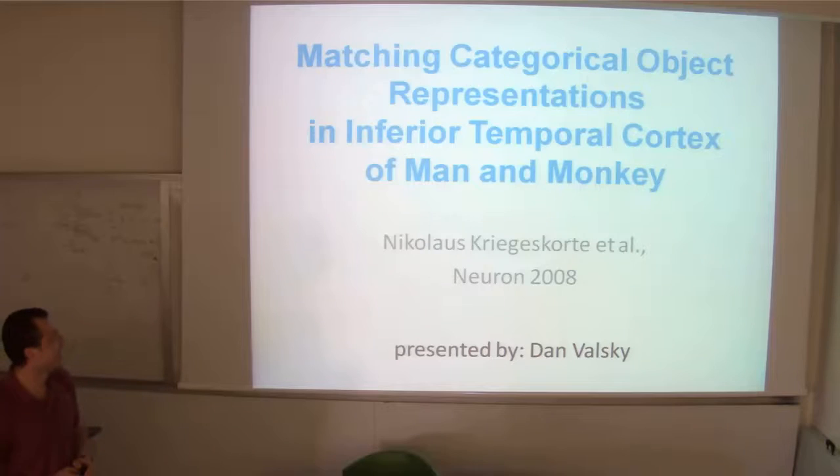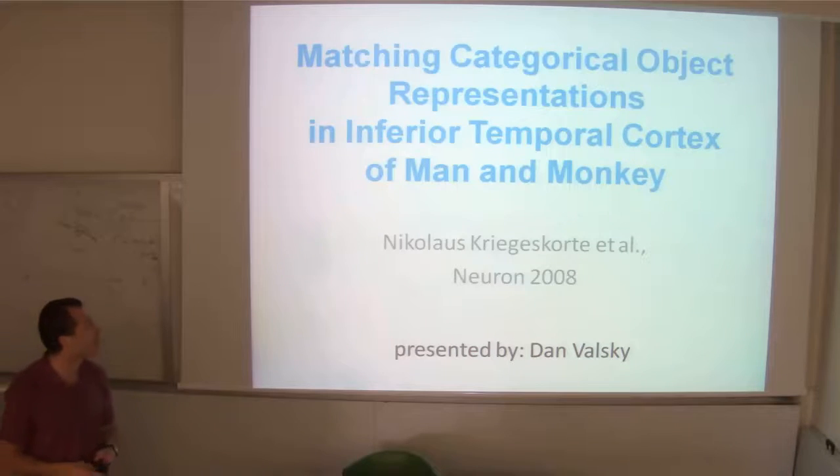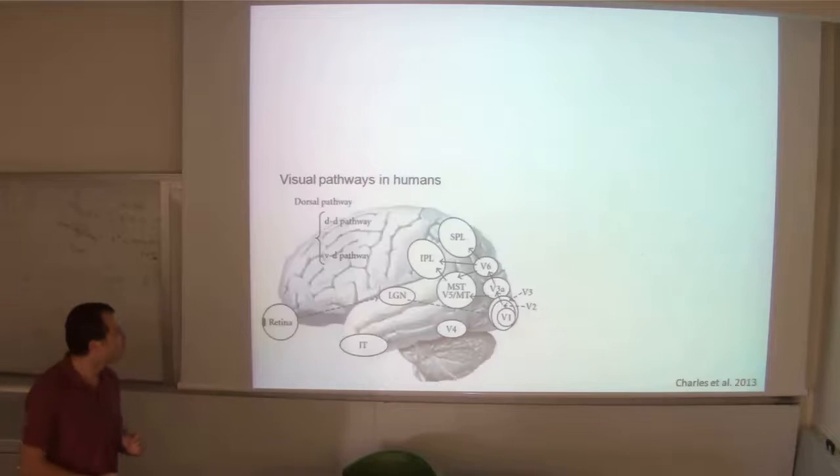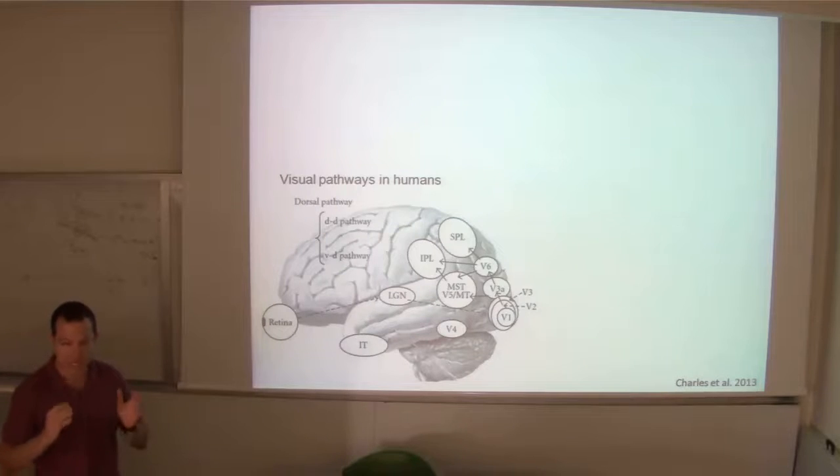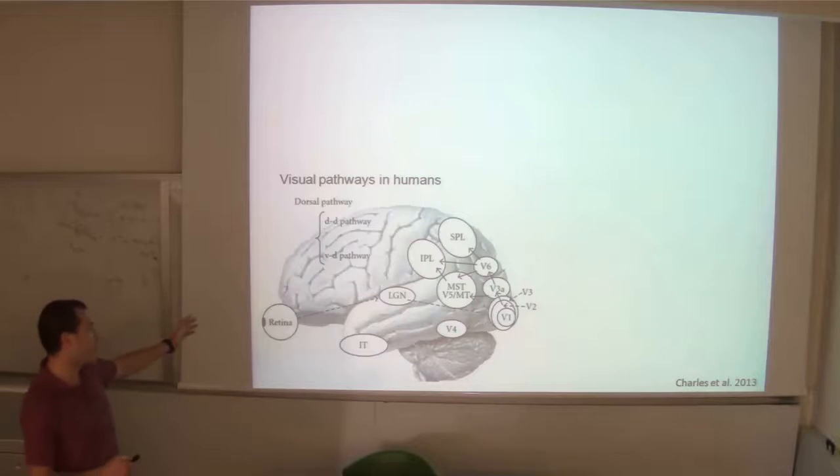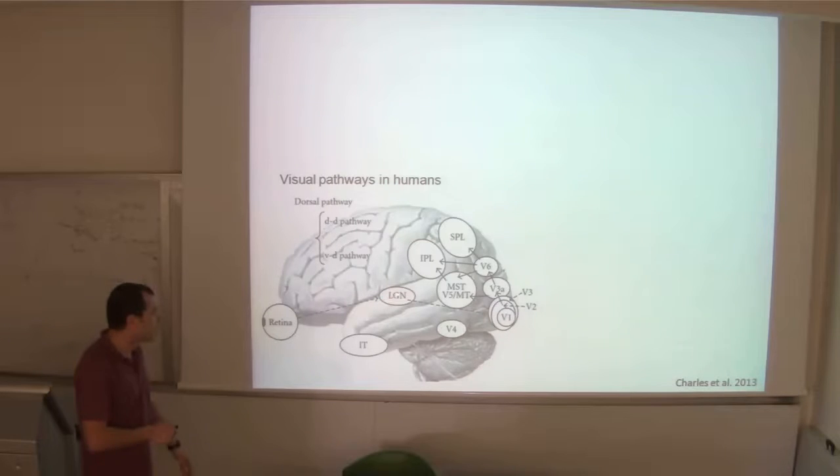Go ahead. Good. I will talk about the matching categorical object representation in anterior temporal cortex of man and monkey. First of all, I would like to summarize what we learned in the last 2 weeks in terms of the visual pathway in man and compare it to the monkey. This is the brain of a human. The information comes from the retina to the LGN and then to the early visual cortex, V1. And then there are 2 pathways: the dorsal pathway that goes up, and the ventral pathway that goes to V4 and then to the IT.